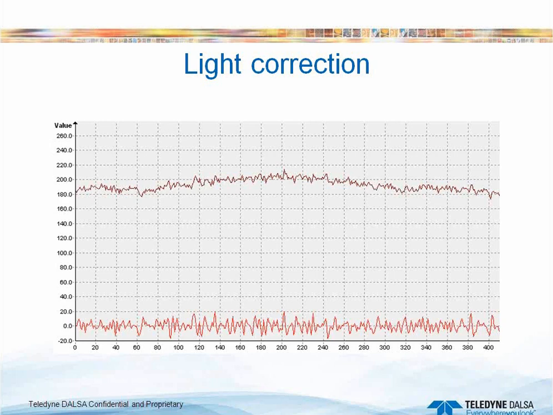Next thing you have to worry about too, which is a lot simpler in line scan, is the light correction. Here's an example of just a raw image. Basically, we take a line across and analyze the intensity across the line, and you can see there's a little bit of a peak in the center, of course, and a drop off towards the end.